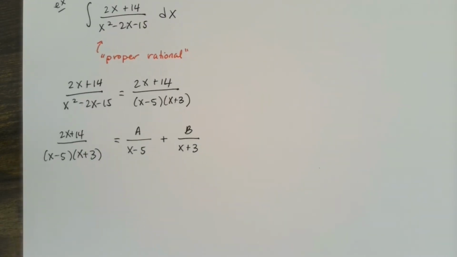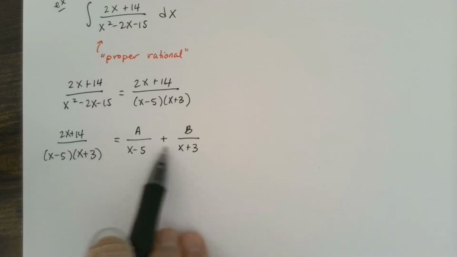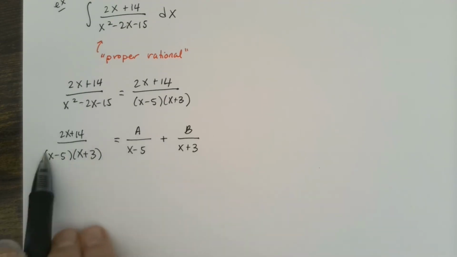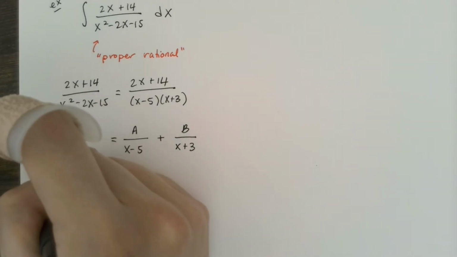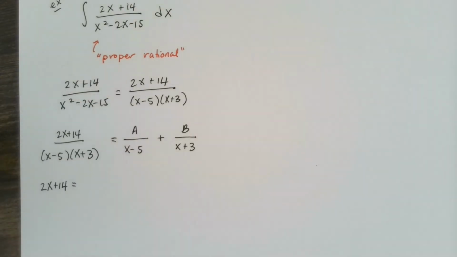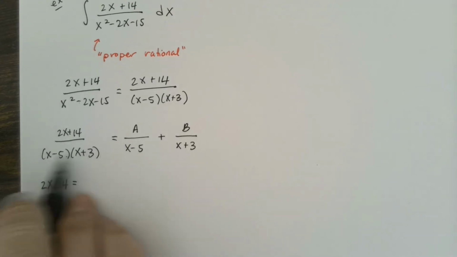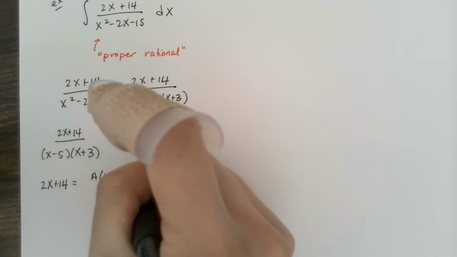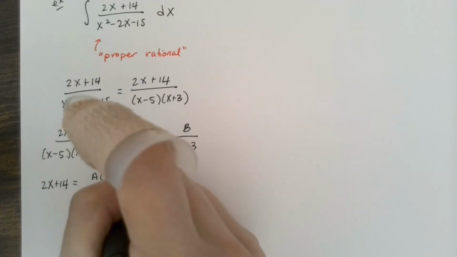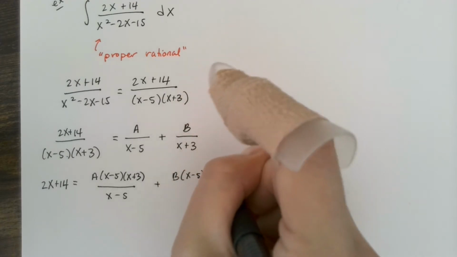So what we'll do here is multiply both sides by this denominator right here. We're actually using both sides of our equal sign. Multiply both sides by the denominator. So on the left-hand side, 2x plus 14 is left over. And on the right-hand side, each fraction gets multiplied by those two factors there. So on top I have A times (x minus 5)(x plus 3) over x minus 5, and then B times those things as well.